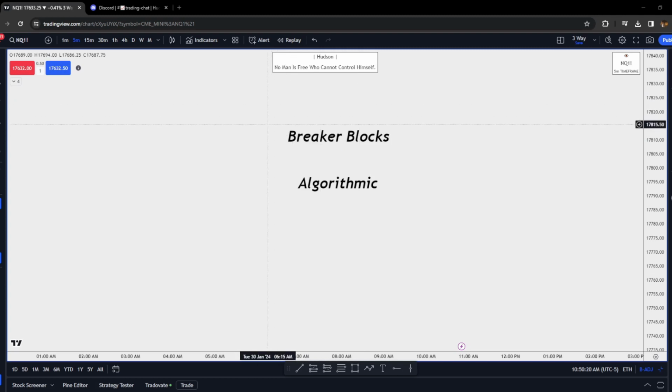And in this video, we are going to be going over breaker blocks. Now, breaker blocks are one of my favorite entry models because they are algorithmic. You'll know what I mean, and I'll explain more deeply why they are algorithmic in the examples, and you will see exactly what I mean.